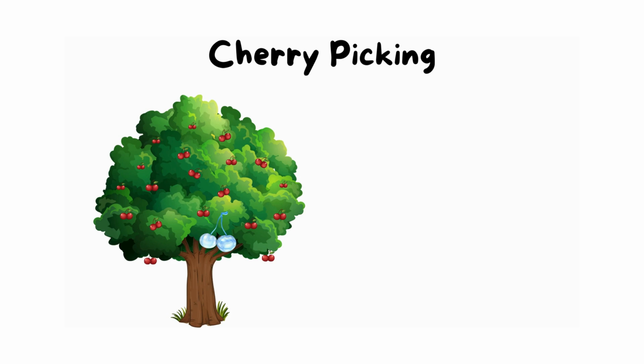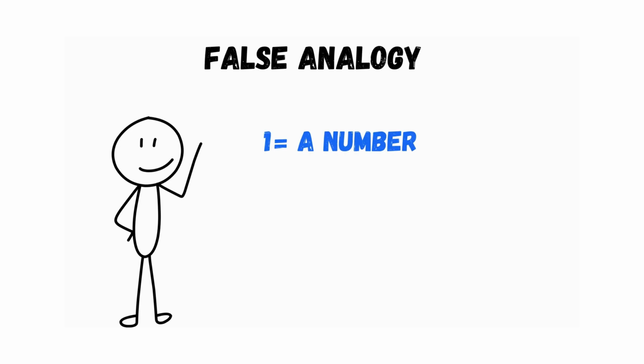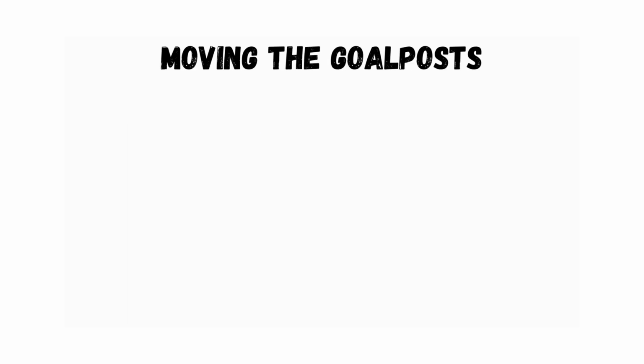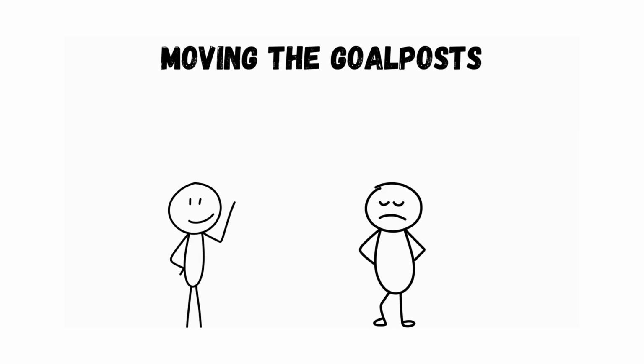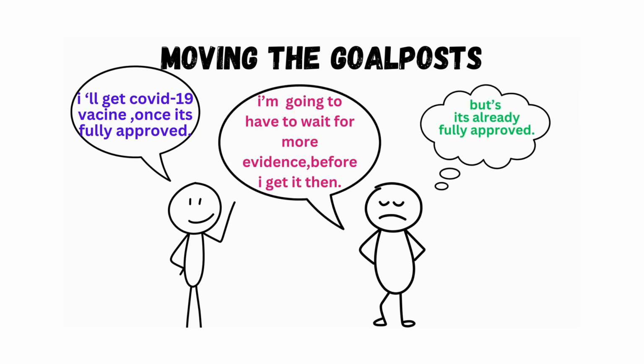Cherry picking. This happens when someone selectively chooses evidence that supports their argument while ignoring evidence that contradicts it. False analogy. This occurs when someone draws comparisons between two things that are not truly comparable, leading to a faulty conclusion.